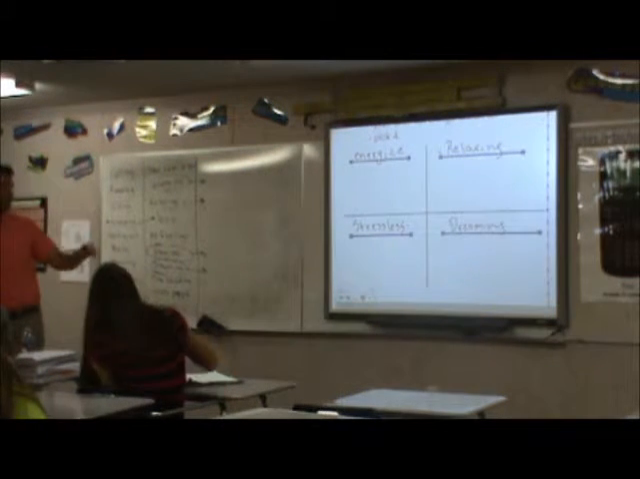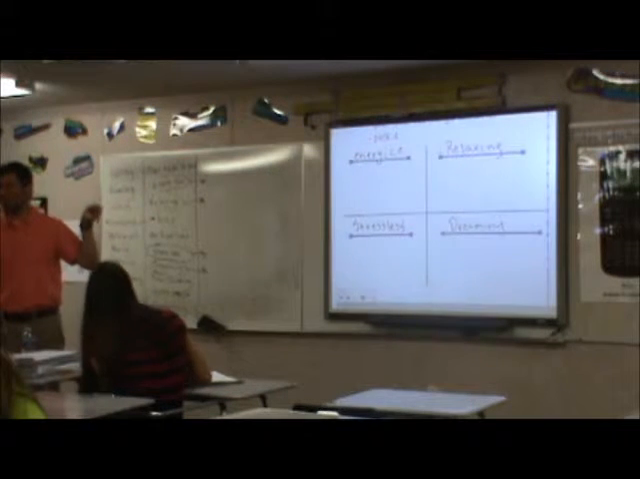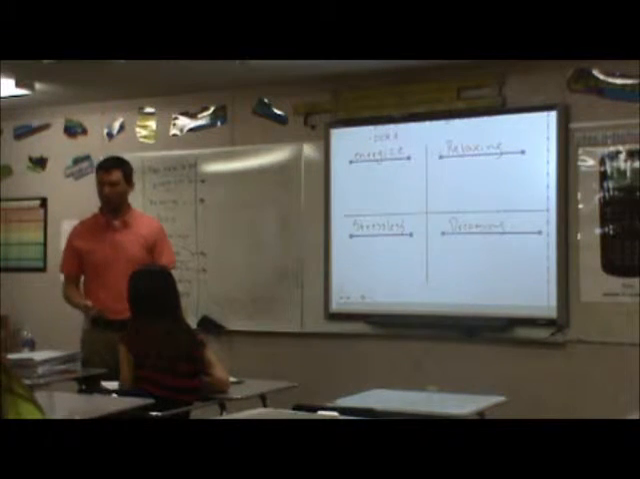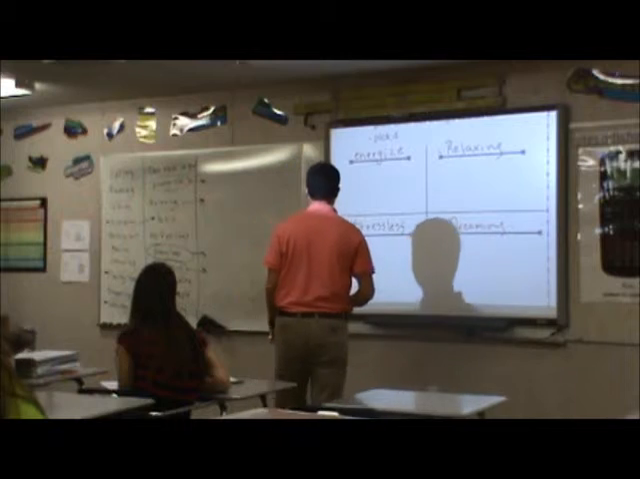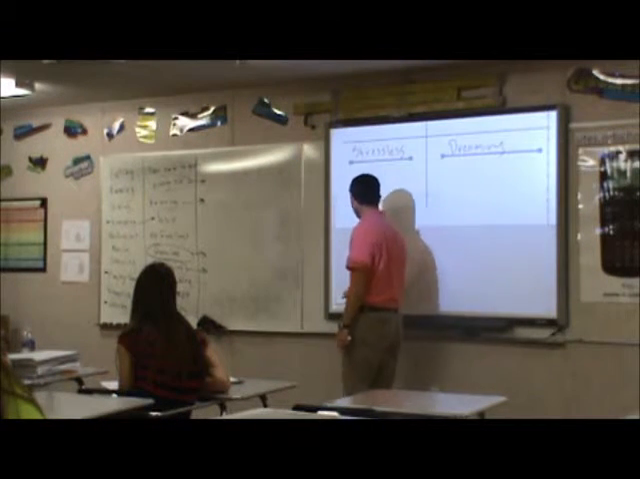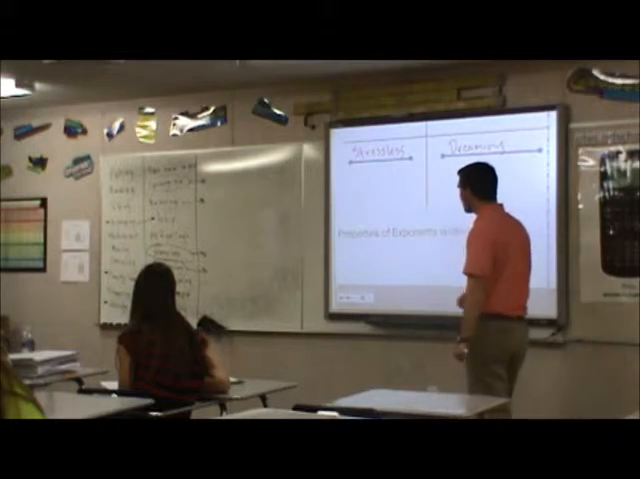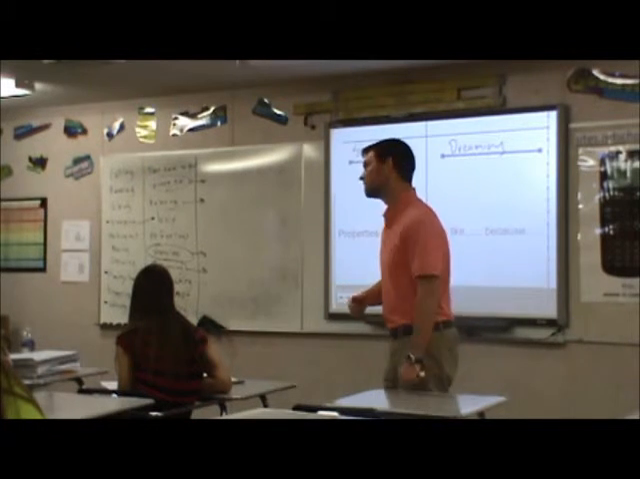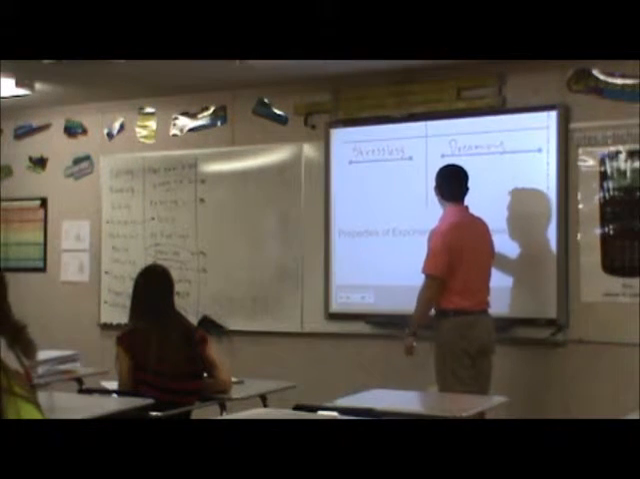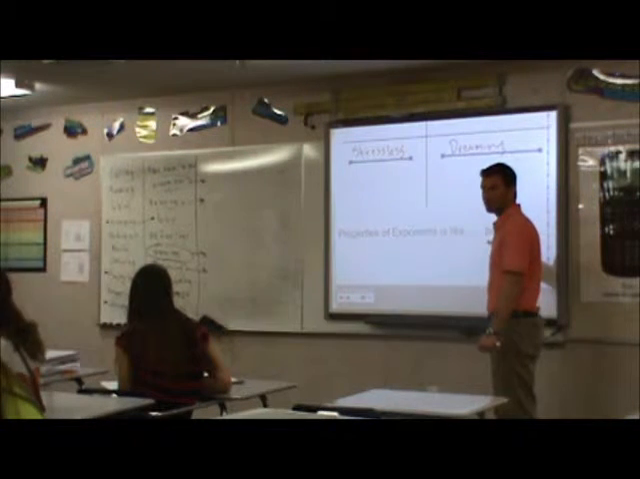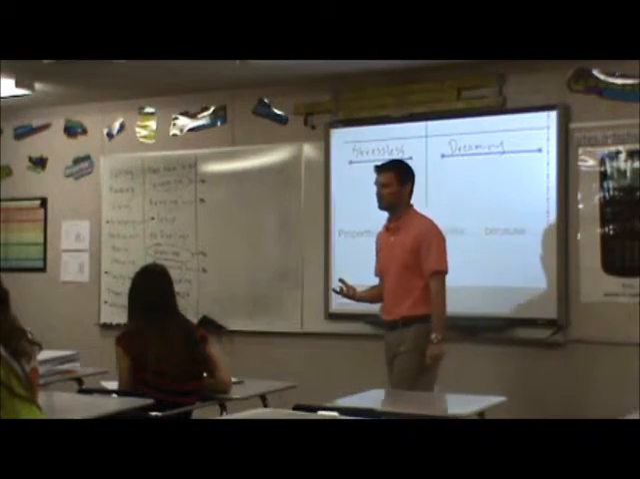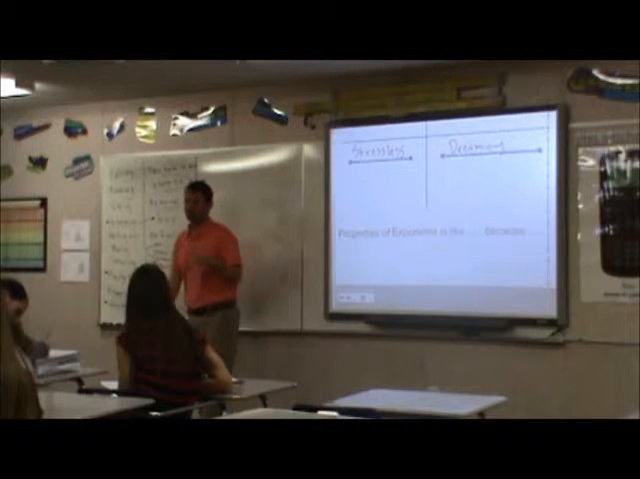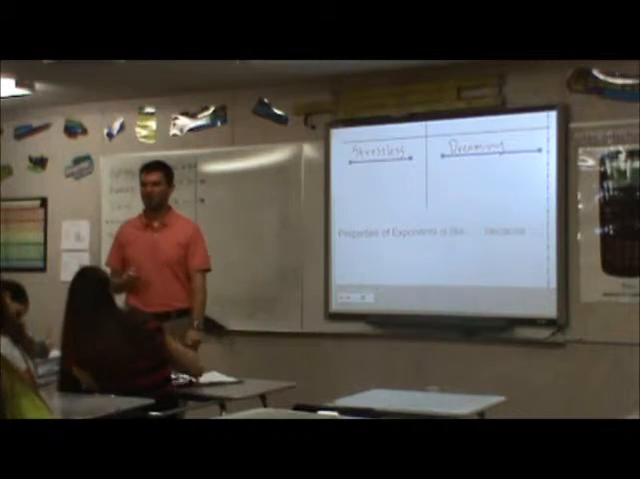Okay, like I said, you're going to have a couple sentences in each one of these quadrants. Now, the sentence is going to be in the same form, and let me show you the form. It's going to go, properties of exponents is like, because, okay? So, properties of exponents is like dreaming because, and then you got to say why. So you have to relate all four of these to the properties of exponents we just talked about, and you got to say why.